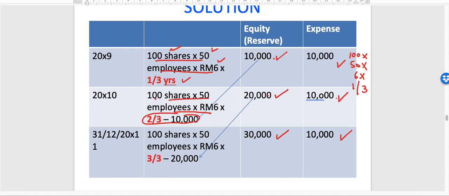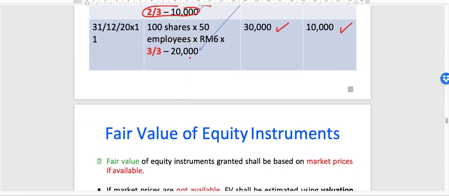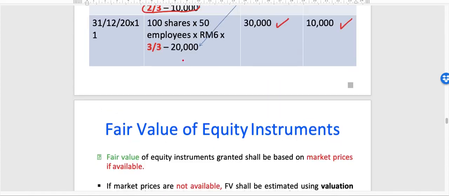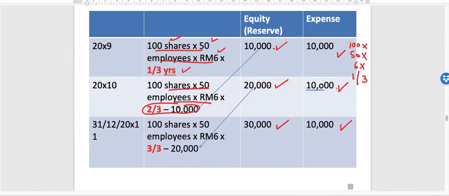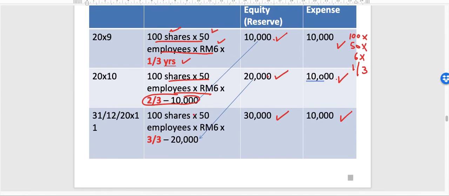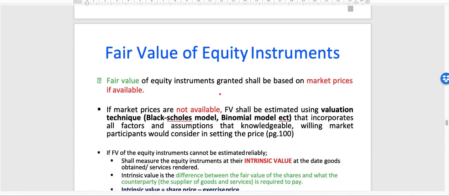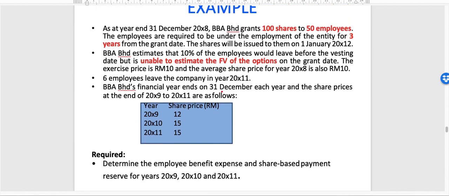Unless there is a change in the share price, or a change in the number of employees, or a change in the number of shares, then only you use this kind of calculation where you minus the first year or the first and the second year. But if you want to do this calculation it is also okay, but it will take more time. Alright, this is another example.